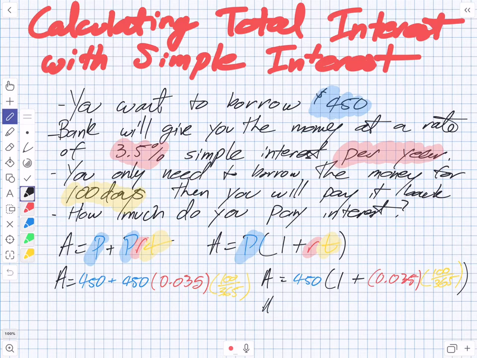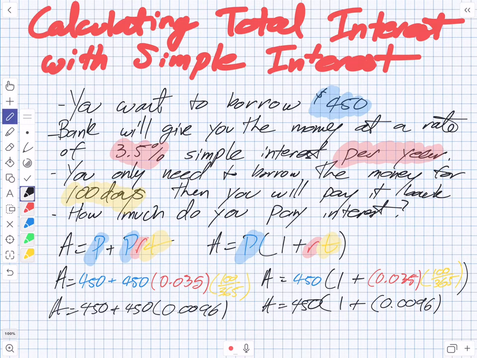Over here, A is equal to 450 times 1 plus 0.0096. And in this one, A was equal to 450 plus 450 times 0.0096. Okay. On the right, it's going to be pretty simple. We're just adding 1 to it. So A is going to be equal to 450 times 1.0096. On the left, we got to multiply by 450, and then we have to add 450 to it. It's still going to be about the same process.